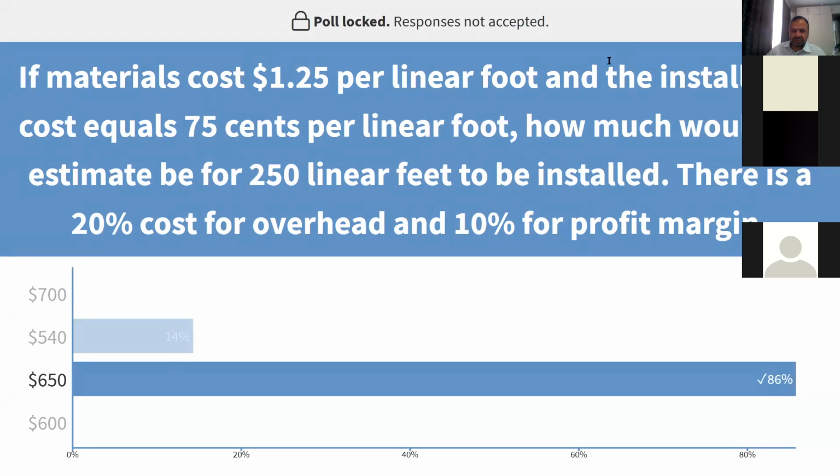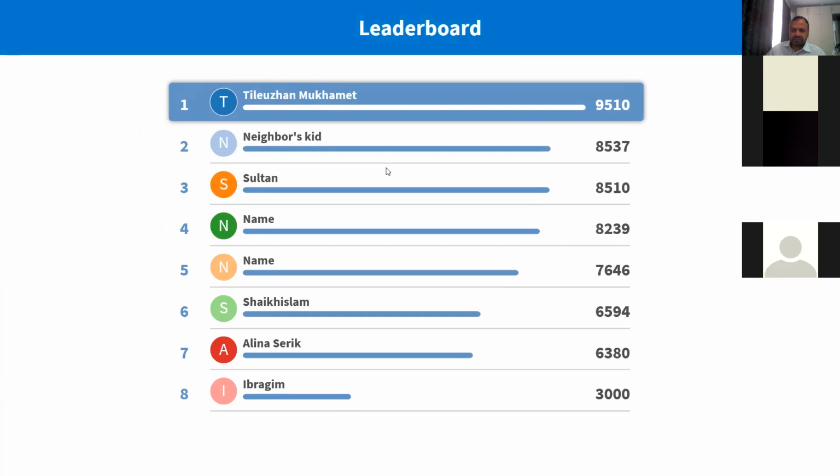Okay, $650. So it will be, for example, 250 linear feet multiplied by $2 per linear foot, which is 500, because that is the total for material and labor cost. Then you will add 30%, because 20 plus 10 is 30%, so 150. So 500 plus 150 will be 650.